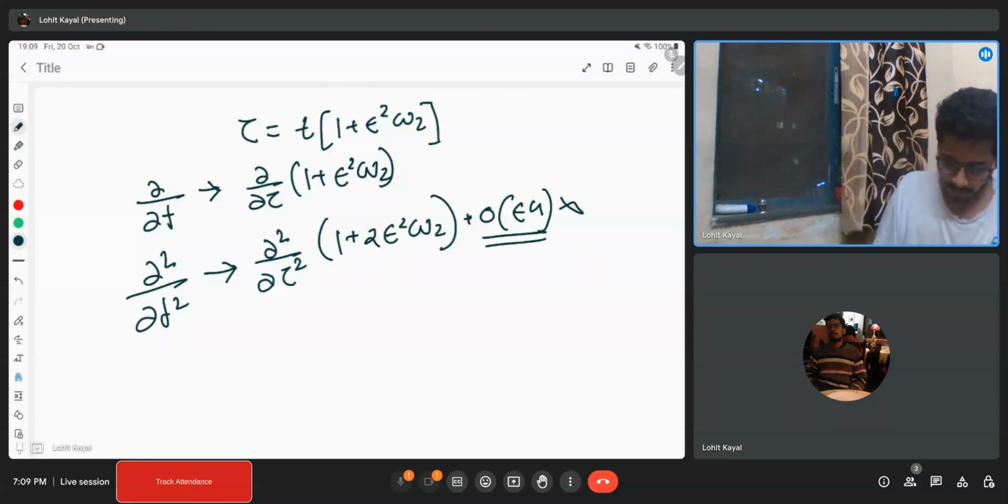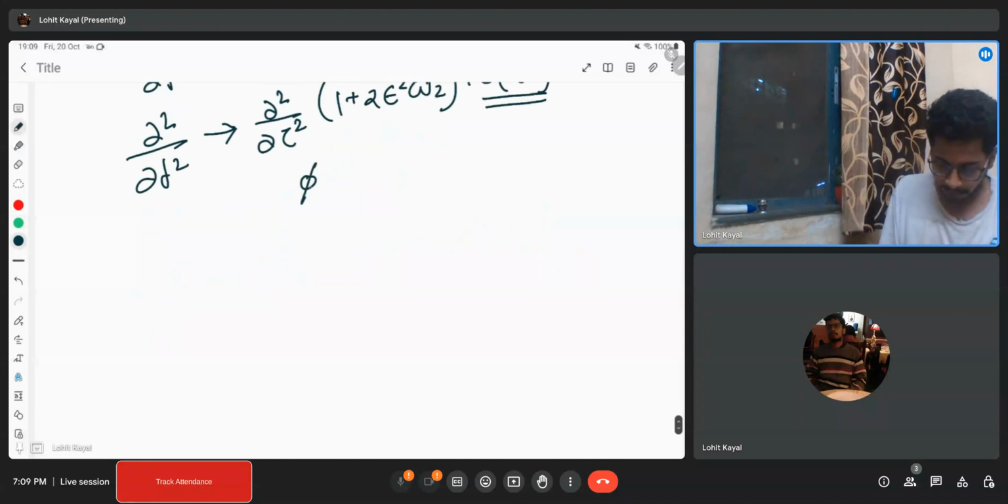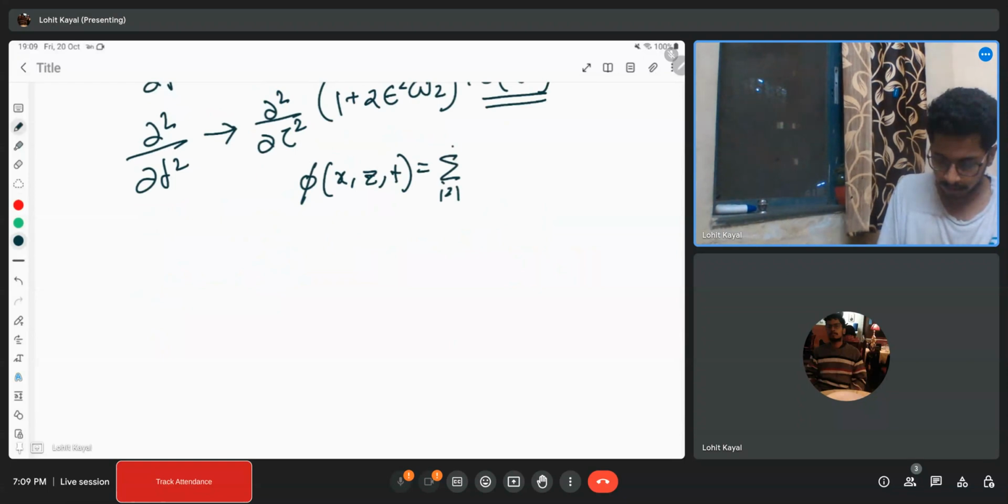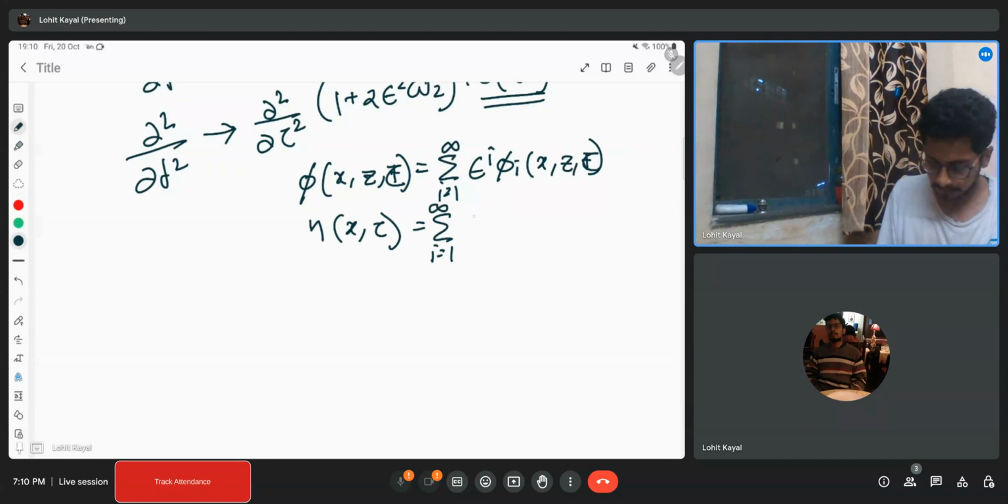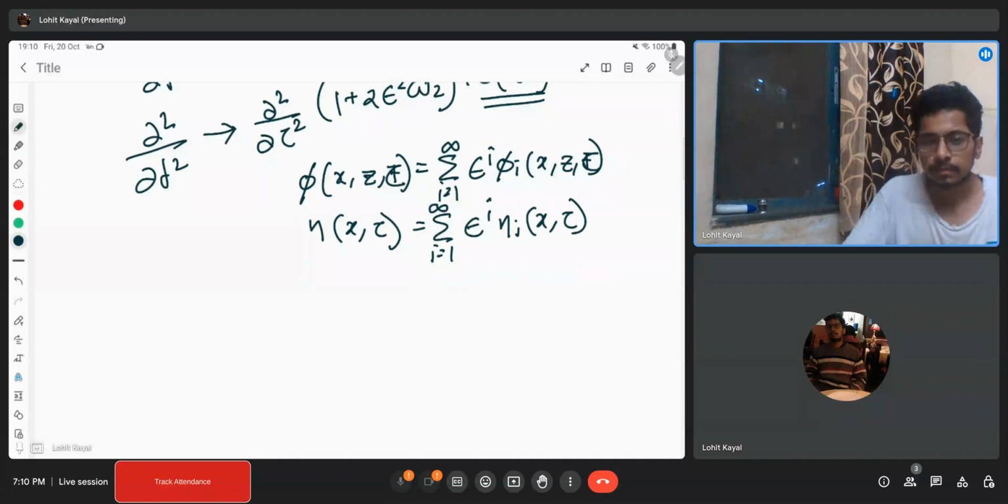Okay. So now we can expand the velocity potential and an initial perturbation for each order like this. Epsilon to the power i phi_i of x, z, tau, and eta of x, tau is equal to the sum from i equal to 1 to infinity of epsilon to the power i eta_i of x, tau. Okay, so this was the solution.